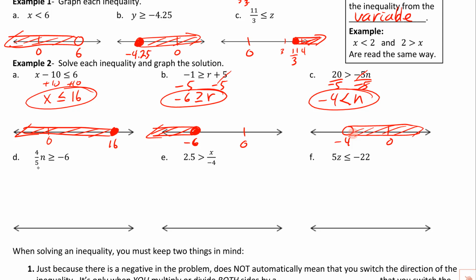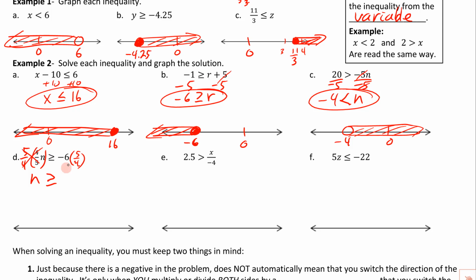Next one, we've got a fraction in front of the variable. So remember, to get rid of a fraction in front of the variable, we're going to multiply by the reciprocal. So the reciprocal is 5/4. So we're going to multiply both sides by 5/4. Those are going to cancel. Now again, stop and think. Did we multiply both sides by a negative? The answer to that is no, we did not. So we don't change the direction here. So I'm going to leave it this direction right here.